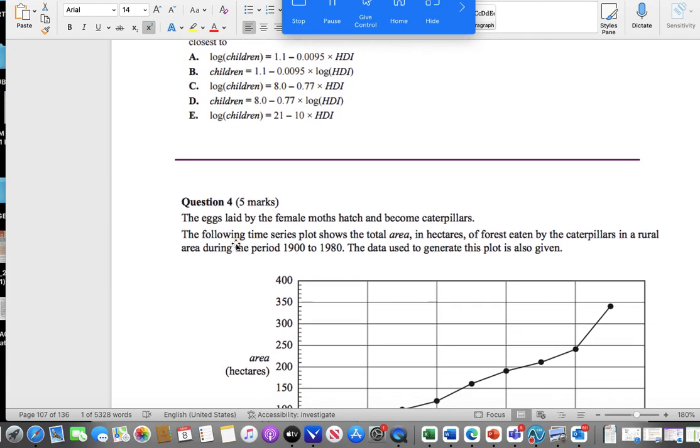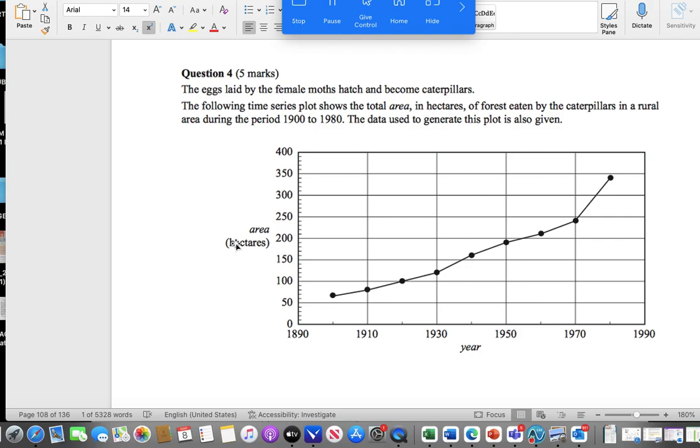Okay? Question 4. So eggs laid by female moths hatch and become caterpillars. The following time series shows the total area in hectares of a forest eaten by caterpillars in a rural area during 1900 to 1980, and the data used to generate this plot is also given.